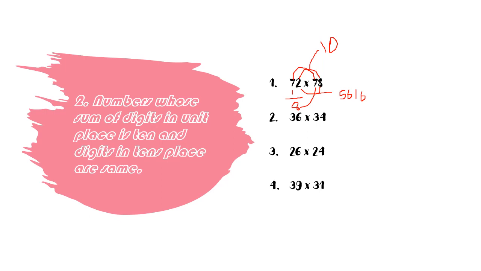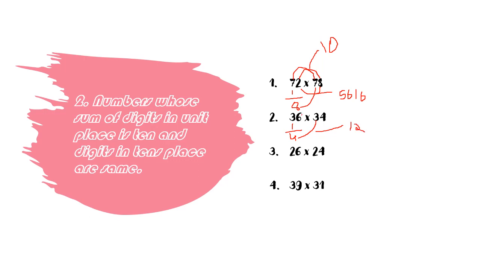First, see whether it's satisfying the rule or not. Digits at tens place 3, 3. Yeah, they are equal. At units place 6, 4. 6 plus 4 is going to be 10. Yes, this satisfies the second rule. How are you going to solve? You are going to add 1 to this. You are going to get 4. You are going to multiply with this number. 4 into 3 is going to be 12.